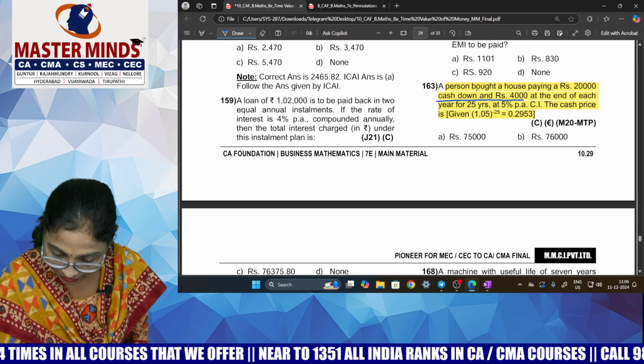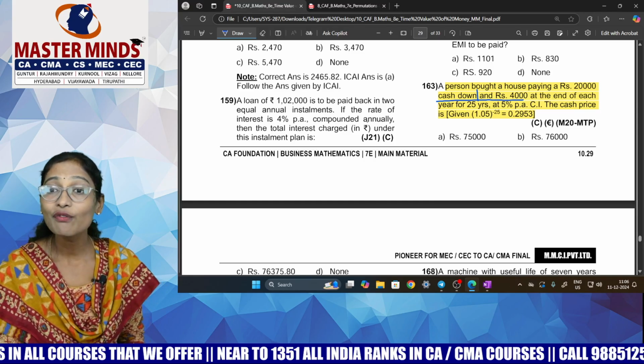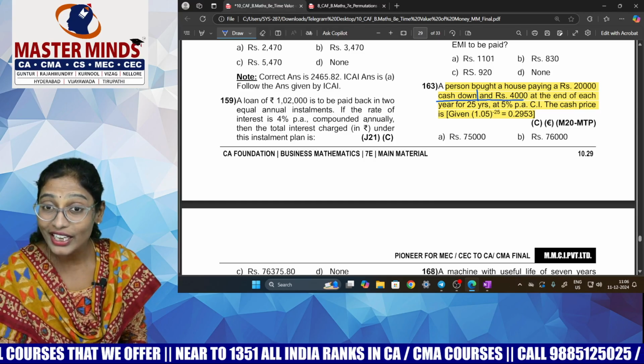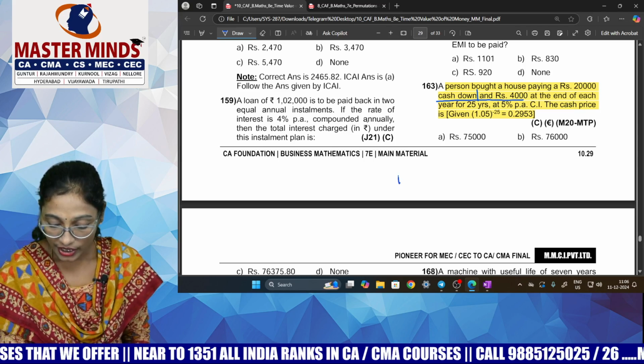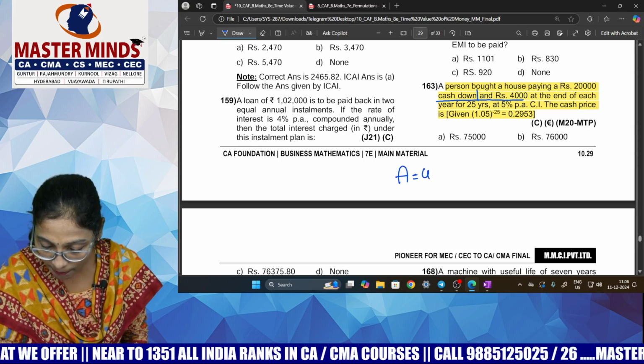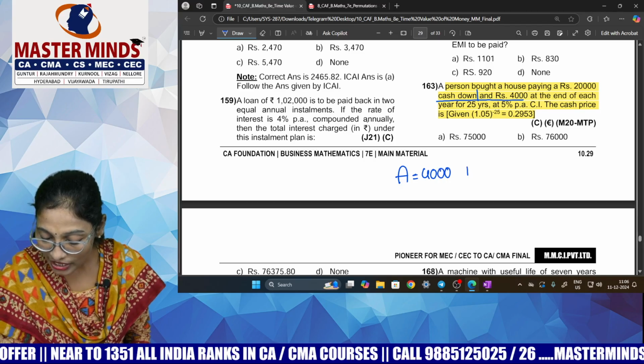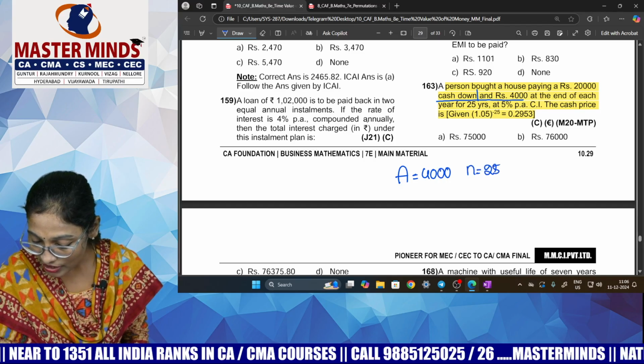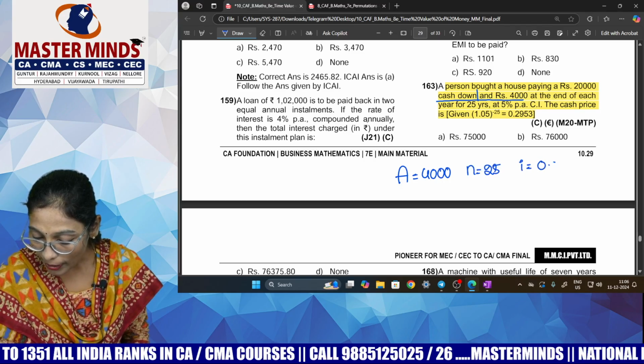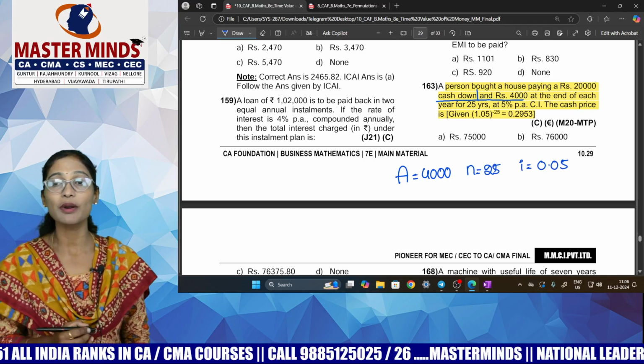And after that he's not leaving it, and 4,000 when at the end of 1 year or each year. Every year ending he pays 4,000. For how many years? 25 years. At what rate of interest? 5%. What is the cash price of the house?